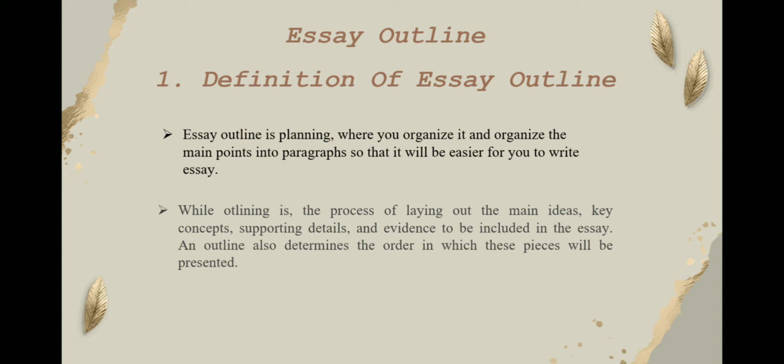Okay, next material is definition of essay outline. Essay outline is a planning where you organize the main points into paragraphs so that it will be easier for you to write an essay. While outlining is the process of laying out the main ideas, key concepts, supporting details, and evidence to be included in the essay. An outline also determines the order in which this page will be presented.